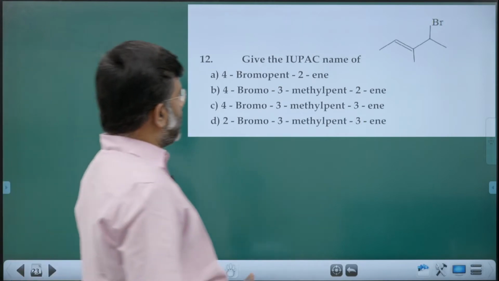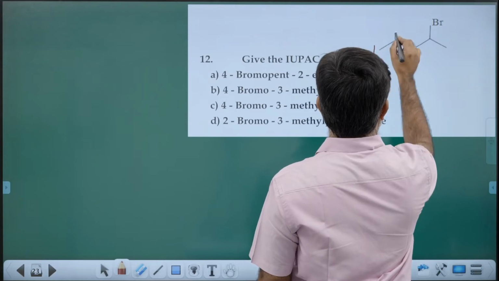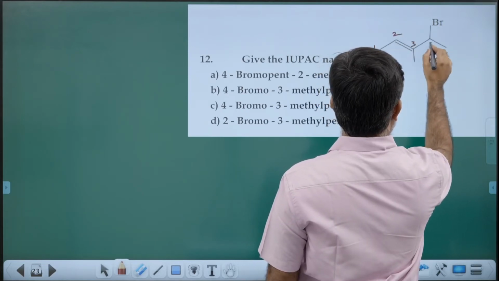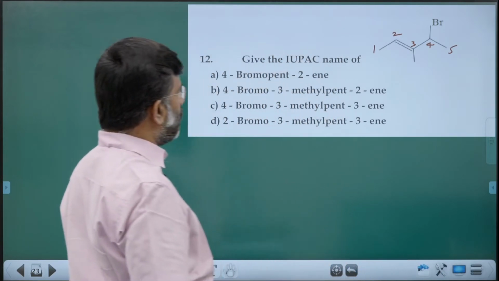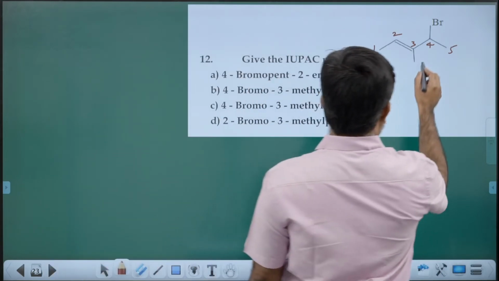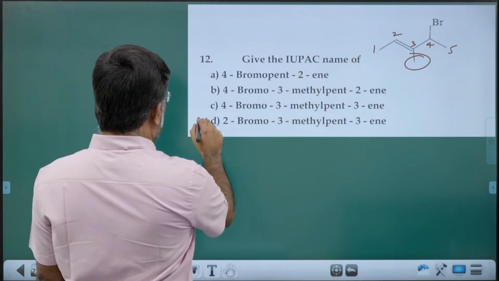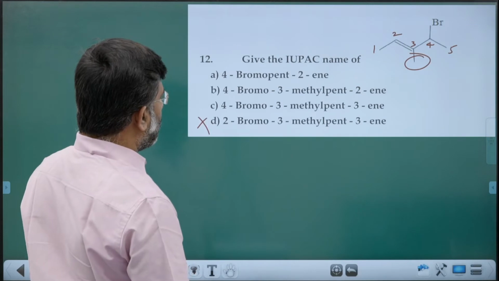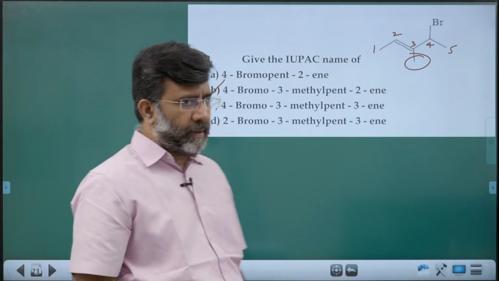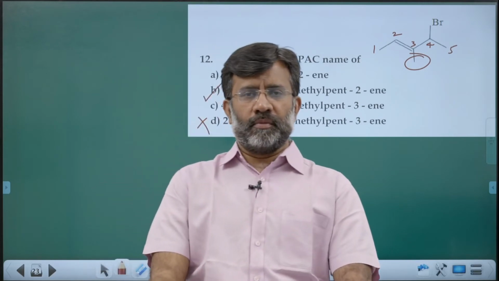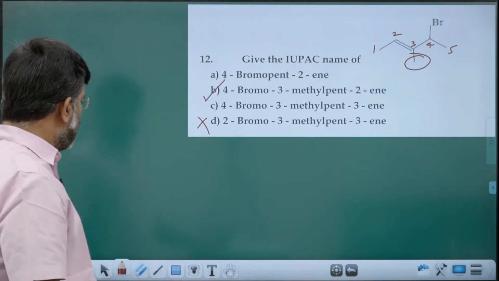IUPAC name of the molecule. Numbering has to start from this side because of the double bond: 1, 2, 3, 4, 5. So it is 4-bromo, 3-methyl, pent-2-ene. The answer is option B. 4-bromo, 3-methyl, pent-2-ene. Simple question. Next one.